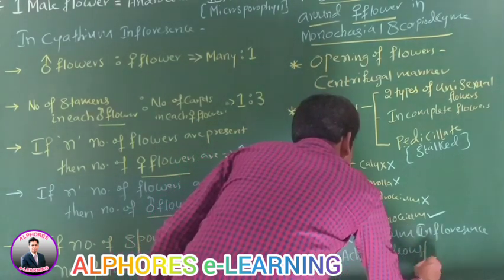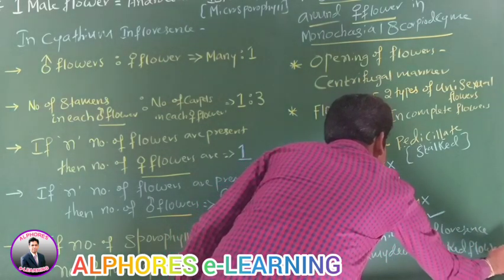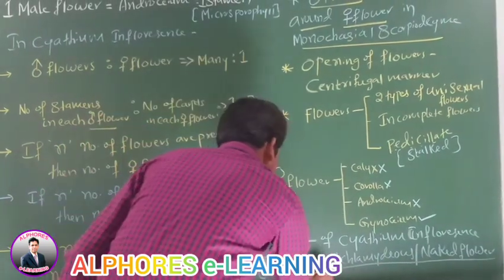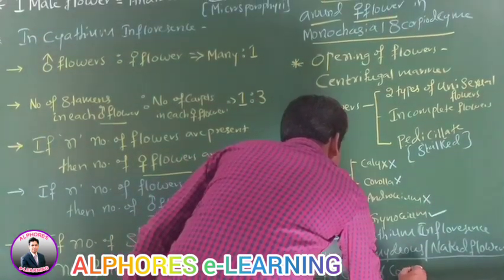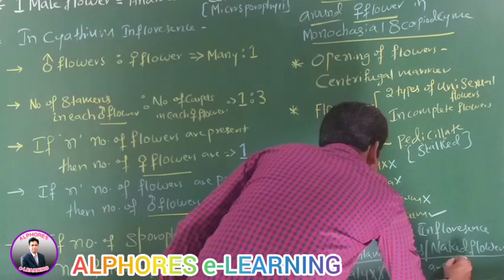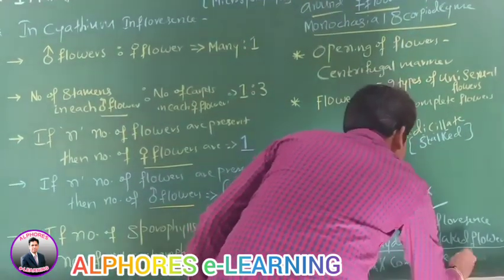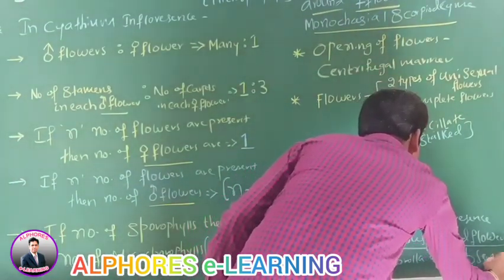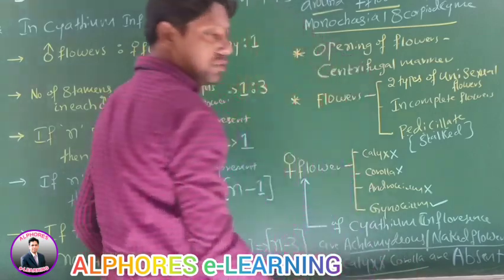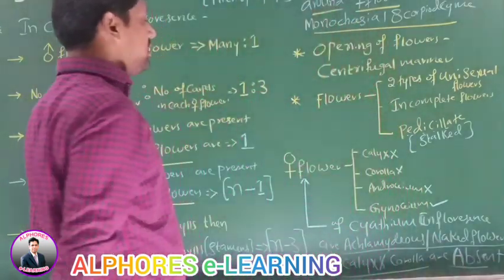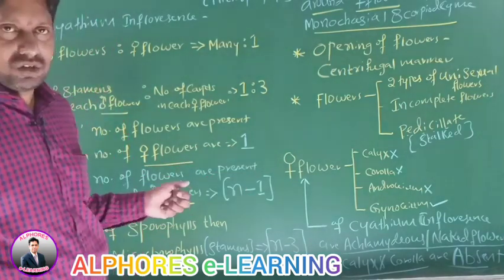What are they? Achlamydous flowers are naked flowers. Sir, why are they called achlamydous flowers or naked flowers? Because the calyx and corolla are absent. It means the perianth lobes are absent. As the calyx and corolla, that is the perianth lobes, are absent, the female flowers of cyathium inflorescence are achlamydous flowers, naked flowers. Is it okay? Right.